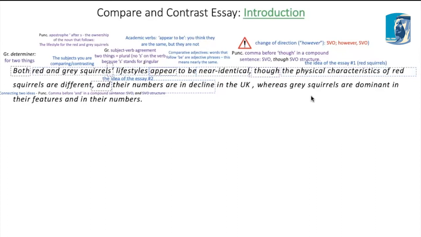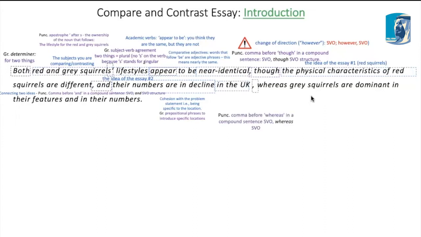So two ideas have to be brought together using a compound sentence, comma, and making sure you put that subject before you put the verb and the object on either side of that comma and structure. Make sure you keep it specific, and remember we mentioned previously that we are focusing on the UK only, and then you see here we've mentioned that the red squirrel's physical characteristics are different and their numbers are declining, meaning going down.